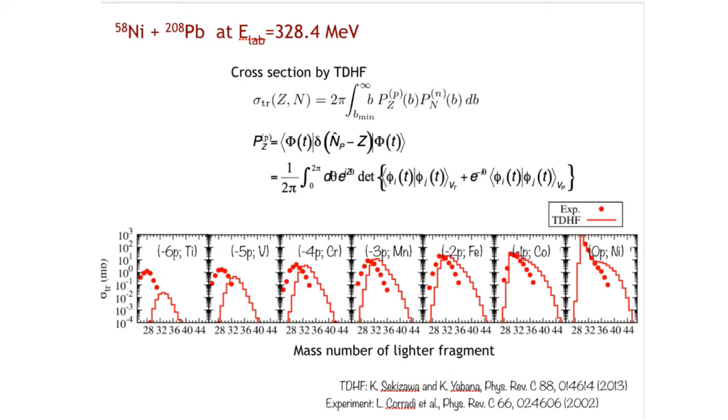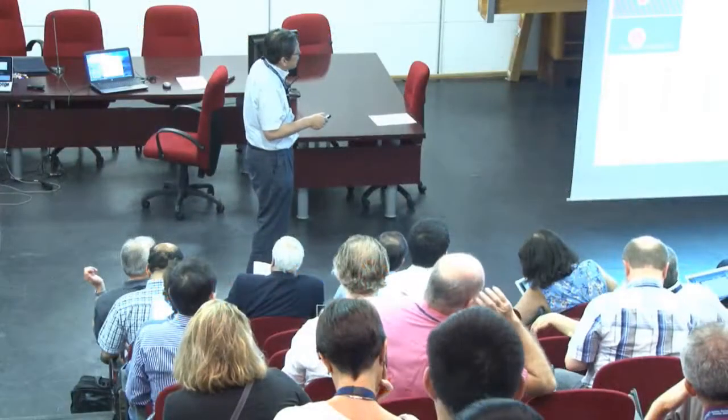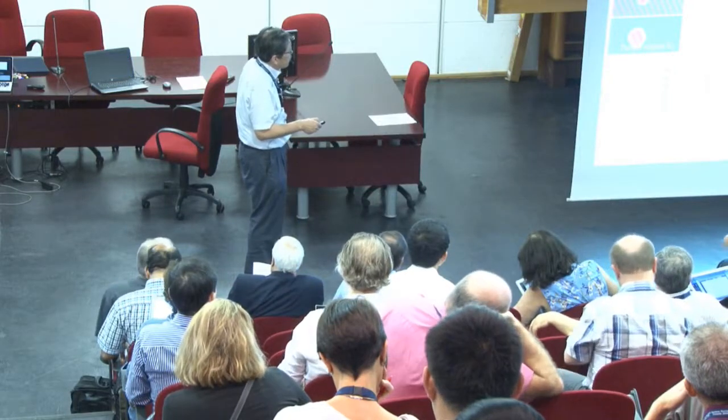But this is evaluated just after the calculation of the time-dependent Hartree-Fock. So the final nuclei are still highly excited. So afterwards, there should occur neutron evaporation with a much longer time scale. So the next thing we need to do is the estimation of the slow neutron evaporation by a statistical model.